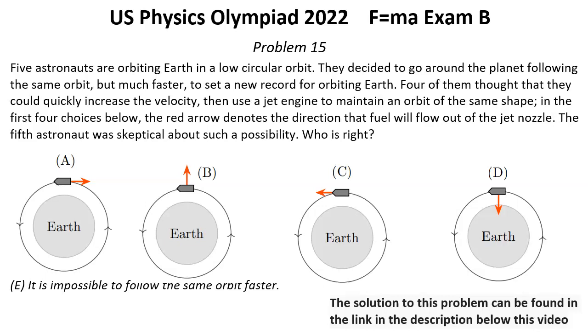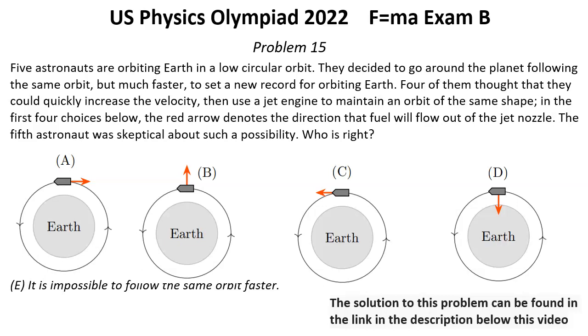In the first four choices below, the red arrow denotes the direction that fuel will flow out of the jet nozzle. The fifth astronaut was skeptical about such a possibility. Who is right? Solution for problem number 15.